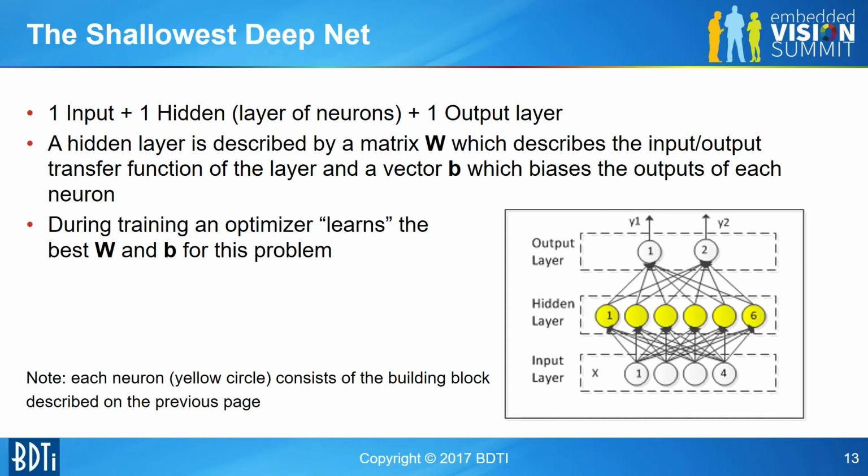And so since this is an image that's coming in, each of these 6 neurons would take the RGB values of all the pixels and weight them, add the bias, and feed it through some nonlinearity. What we're describing is called a fully connected layer. This is because each neuron is connected to each and every input value. And so during this training process, the optimizer figures out what is the best W and what is the best bias to solve the problem at hand.